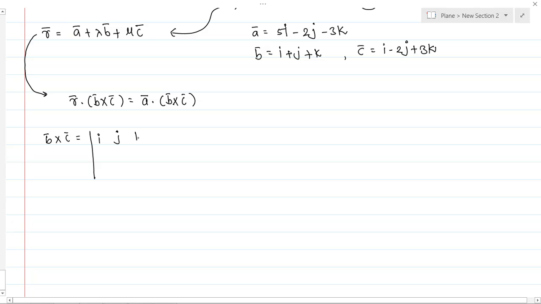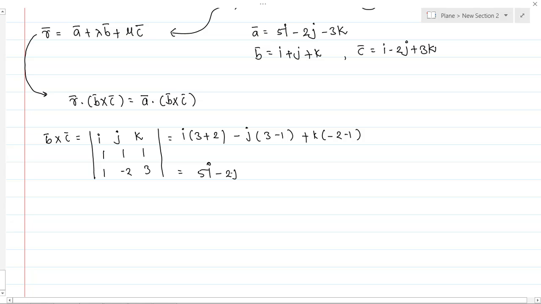So i, j and k. b is 1, 1, 1, and c is 1, minus 2 and 3. So let's solve this determinant. i in bracket we have 3 plus 2, minus j in bracket 3 minus 1, and plus k in bracket minus 2 minus 1. So this equals 5i minus 2j minus 3k. So my b bar cross c bar is 5i minus 2j minus 3k. Let's substitute this b bar cross c bar in this equation and rewrite that.